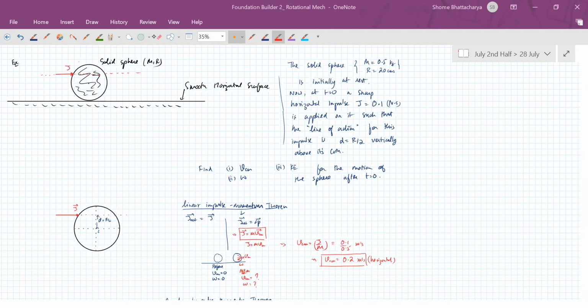So the sphere will start moving on the horizontal surface such that its center of mass is moving horizontally with the velocity of V CM, which we calculated. And while that is happening, it's also spinning about its center of mass with a clockwise angular velocity according to the omega that we have calculated below.